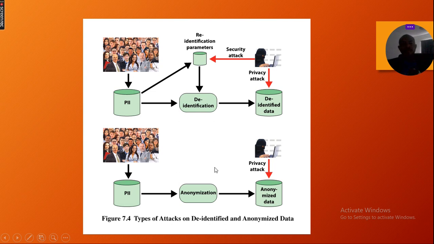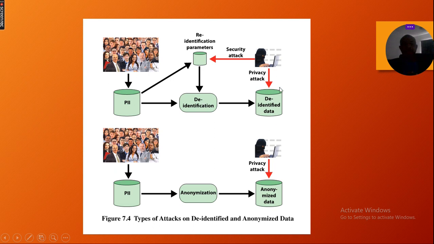Now let's take a look at figure 7.4, which shows a type of attack on identifier and anonymized data. First of all, let's say these are the people that you're collecting the information from. They are your PII, personally identifiable information. So you got this information from these individuals. After this, in your database, you have to carry out what we call the identification. Once you carry out the identification, you now have the identified data.